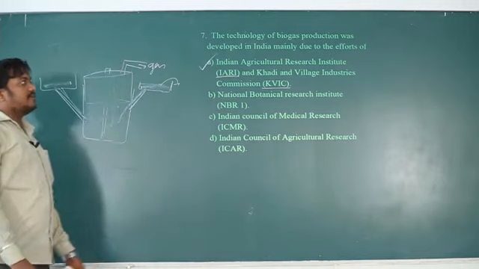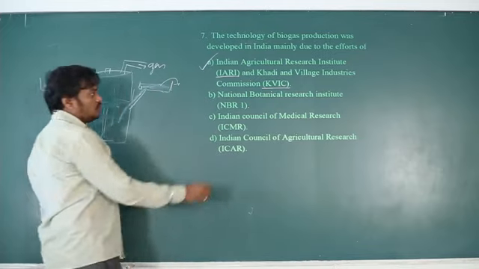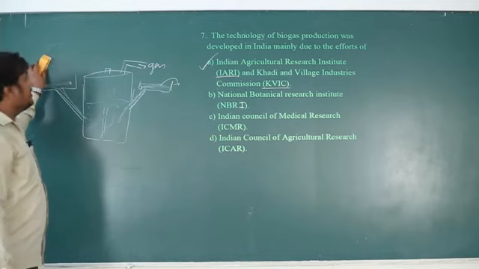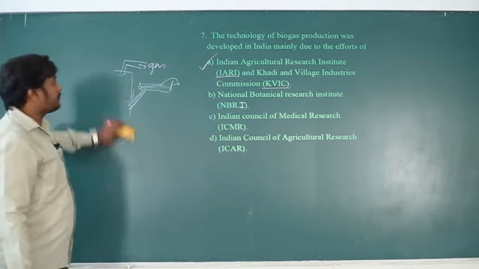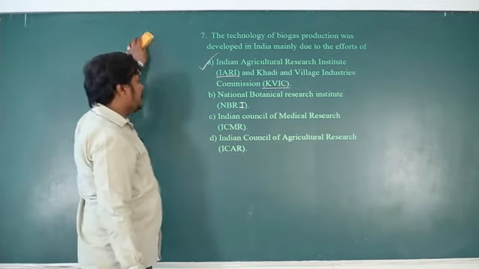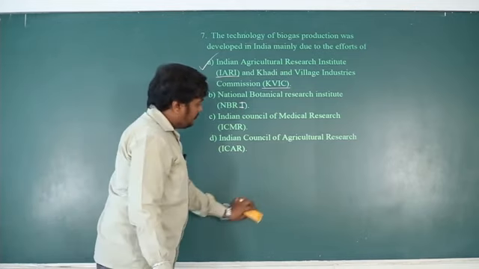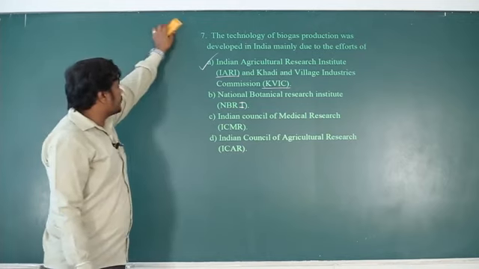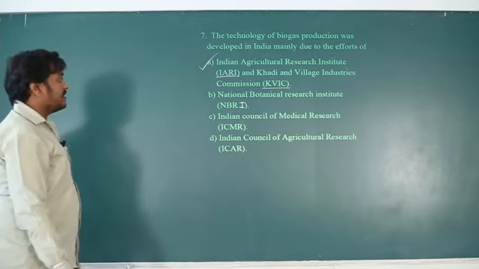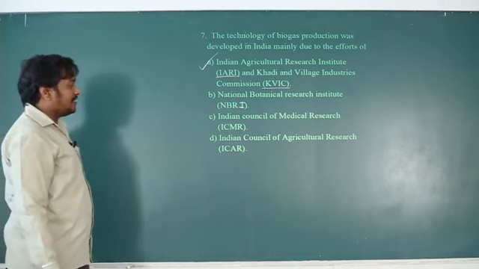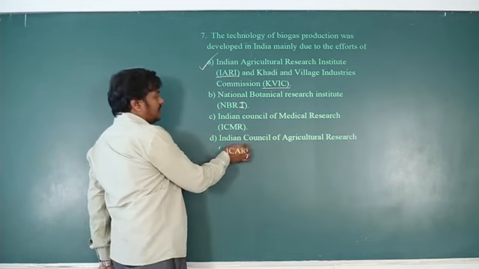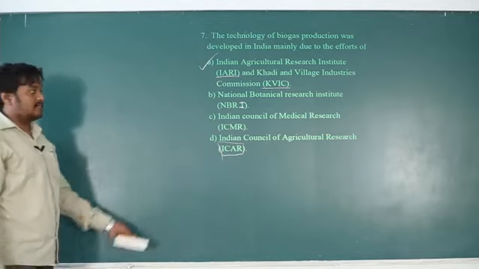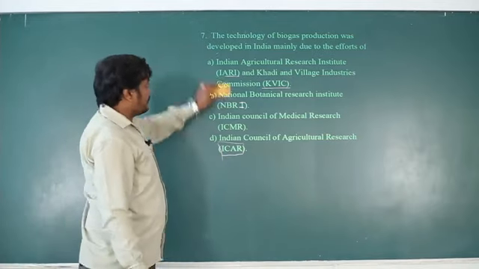National Botanical Research Institute is a premier research institute for plant science. Plant science research goes on at this institute. Then the Indian Council of Medical Research, ICMR, is a premier medical research institute, and a lot of research institutions come under it. Then the Indian Council of Agricultural Research, ICAR, is responsible for monitoring hybridization and the release of new varieties.